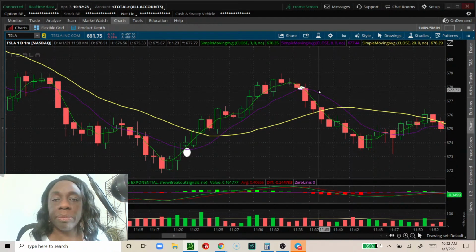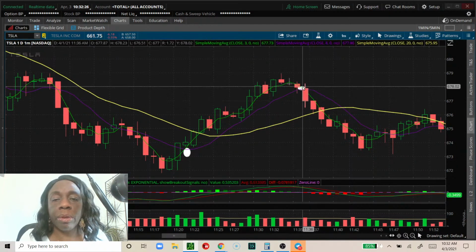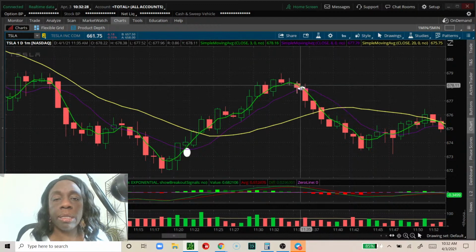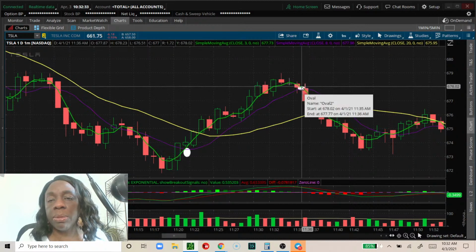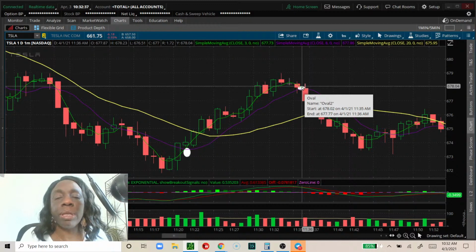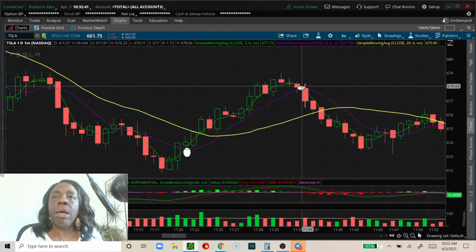We have the green up here. It tells you there's the simple moving average, and the purple at the top tells you it's the 8-day moving average. And the yellow is the 20-day moving average, and that just gives me a ballpark figure of whether price action is above the 20-day or below. And again, that informs you as to what you want to do.